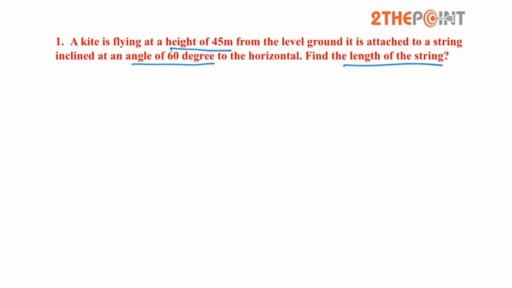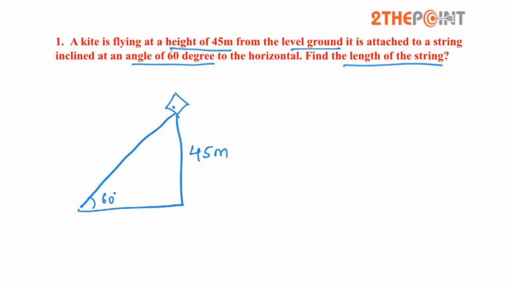So it is given that a kite is flying at a height of 45 meter from the level ground. So the distance from the kite to the ground is 45 meter. It is attached to a string inclined at an angle of 60 degree to the horizontal. Next we have to find the length of the string.